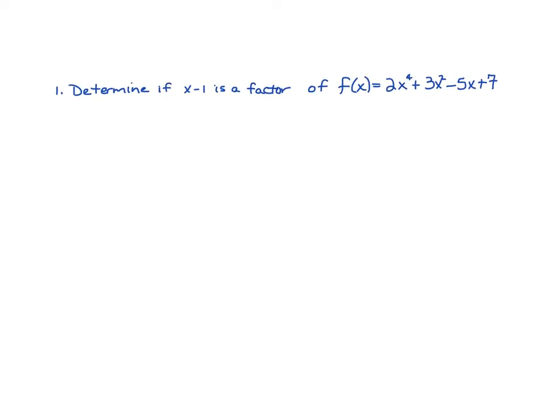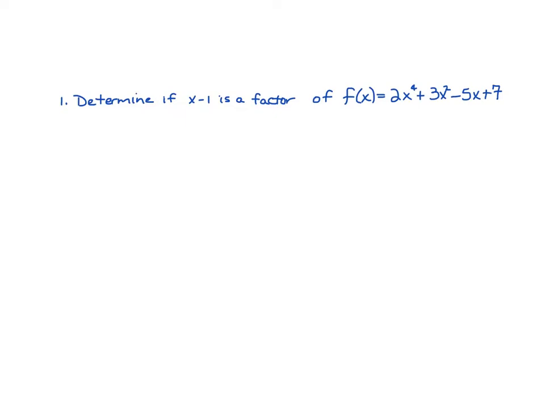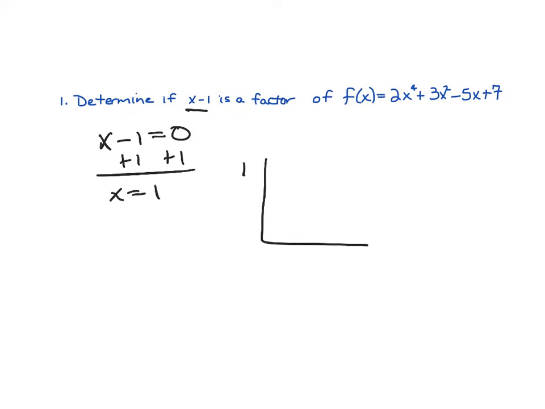So here is our first example. And I'm basically doing the same thing I did last night. I'm going to do a synthetic division problem, and if this is a factor, then my remainder would be 0. If I don't get a remainder of 0, then I'll say no, it's not a factor. So remember, what we need to do is to get the number we're going to use in the synthetic, I need to set this equal to 0, solve, and x equals 1. So this is the number that's going to go outside of my little L shape here.